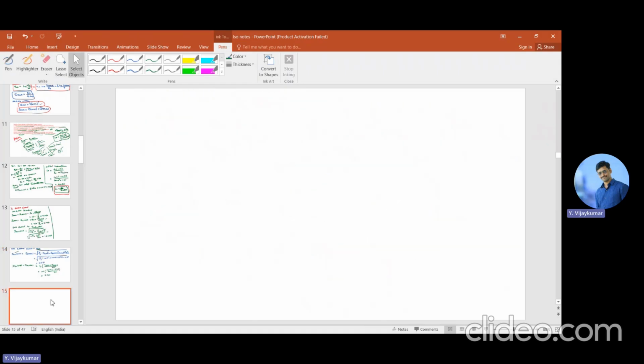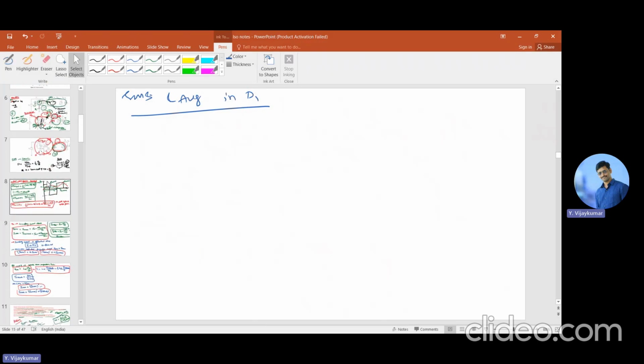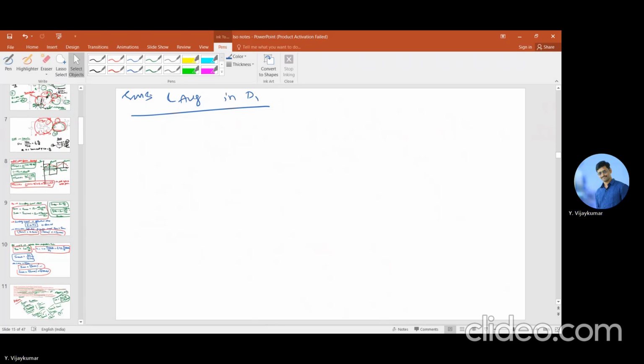Similarly, what are the RMS and average currents in D1? Okay, so if you want, I'll just share where the D1 and D2 circuits are. Just a minute. So this is the circuit that we have discussed.